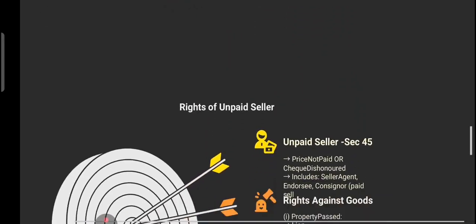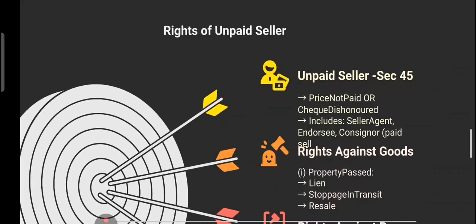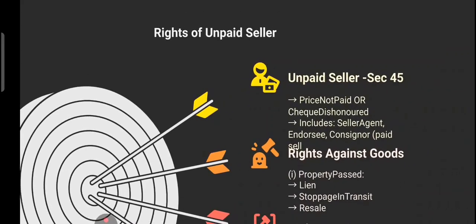Now have a look at this particular case, which is called the right of the unpaid seller. When a seller does not receive payment for the goods sold, the seller has sold the goods but has not received payment. There are legal protections in place to safeguard their interest. So let's take a look at those rights.